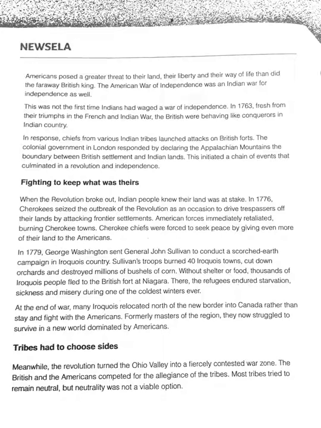In 1779, George Washington sent General John Sullivan to conduct a scorched earth campaign in Iroquois country. Sullivan's troops burned 40 Iroquois towns, cut down orchards, and destroyed millions of bushels of corn. Without shelter or food, thousands of Iroquois people fled to the British fort at Niagara. There, the refugees endured starvation, sickness, and misery during one of the coldest winters ever. At the end of the war, many Iroquois relocated north of the new border into Canada rather than stay and fight with the Americans. Formerly masters of the region, they now struggled to survive in a new world dominated by Americans.